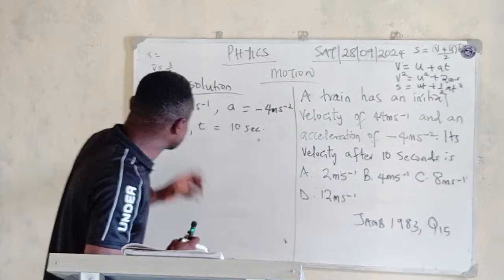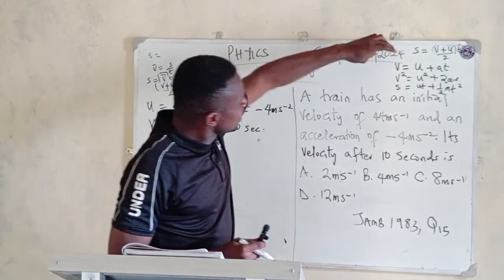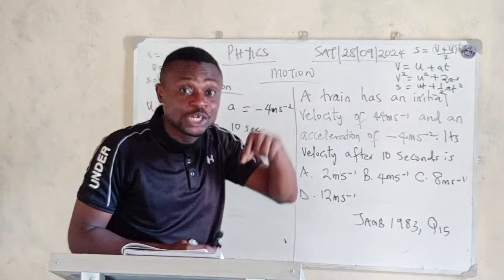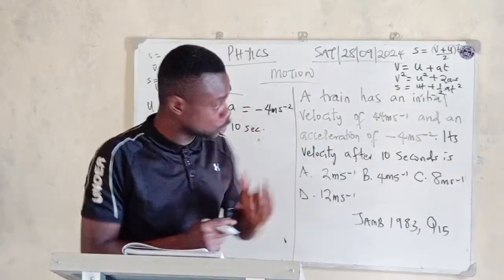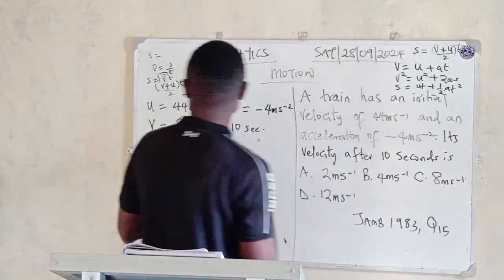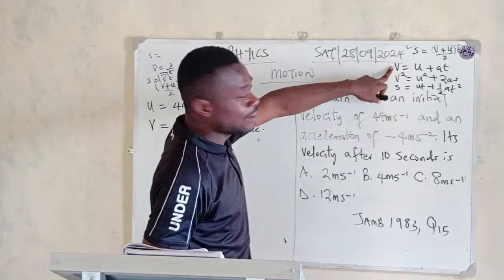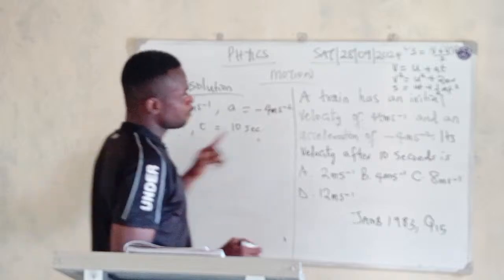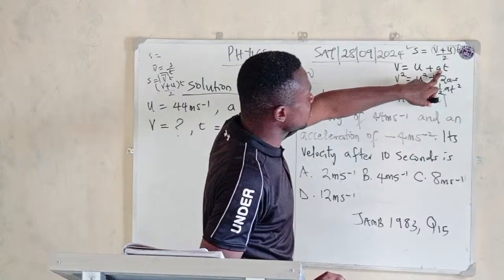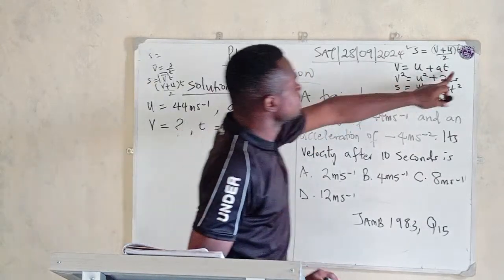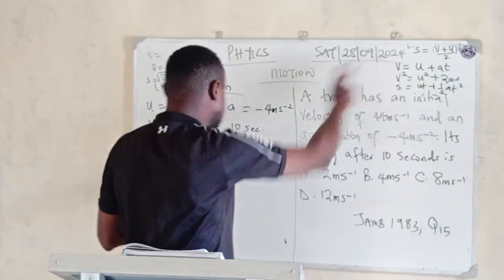So let's look at the given parameters and find the equation that contains all these parameters. Let's start with the first one. Distance is here, but there's no distance in the question, so we will not use this one. Final velocity is here, there is final velocity. Initial velocity is here, there is initial velocity. Acceleration is here, there is also acceleration. Time is here, there is also time. So this one fits, but let's keep it carefully.